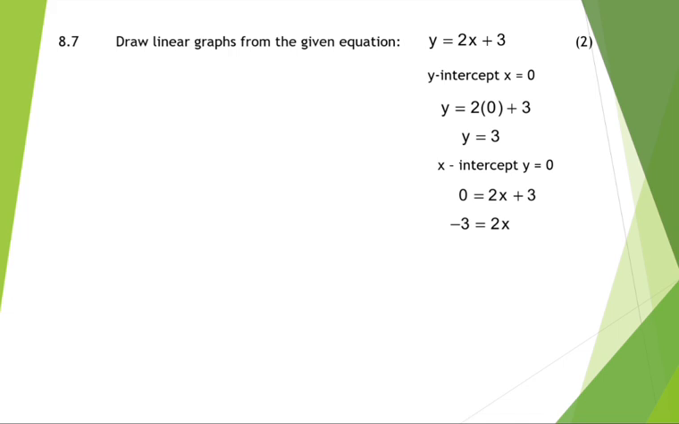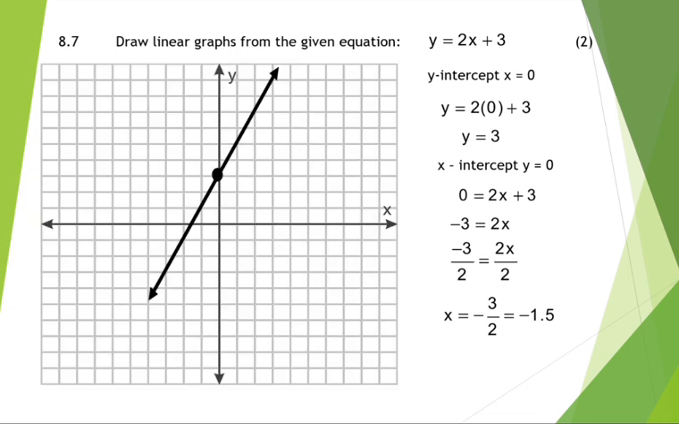Then group like terms together. Take the 3 to the other side. So it's 0 minus 3, which is minus 3 is equal to 2x. Then divide both sides by 2. Then you get x is equal to negative 3 over 2, or negative 1,5. So you put your intercepts on a diagram. That's your 3, and that's your negative 1,5.